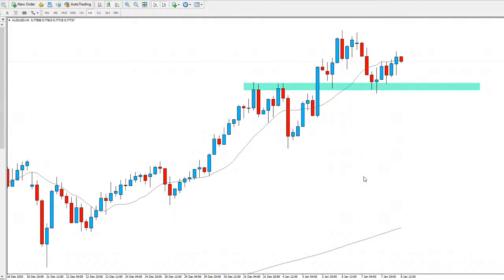But again, you need to watch out for some price action there, because price could just trickle all the way to the upside as well for that one. So you need to keep that in mind.